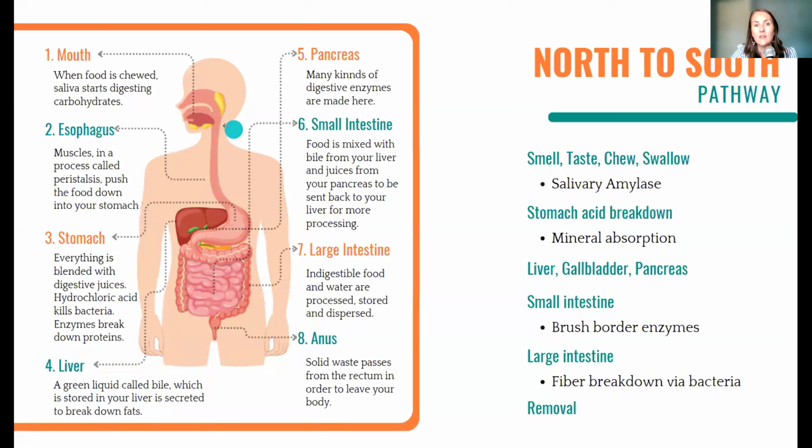Then the pancreas is going to secrete enzymes to help us digest proteins, fats, and carbs. Then the food gets to the small intestines where it's mixed with other enzymes and bile to also continue processing food. Then it gets to the large intestine where the probiotic might take action, and indigestible food and waste are processed, stored, and dispersed.